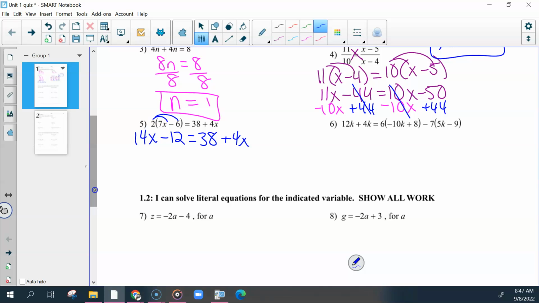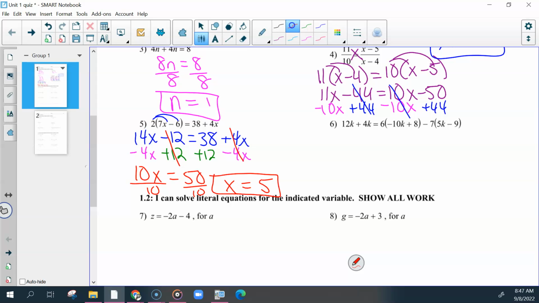And then again, you have a choice of what you want to move. I saw a lot of subtracting 4x and then adding 12. Make sure if you're moving things to the opposite side, you're doing the opposite operation. This would give us 10x and 50. And then again, show that you divided to get 5. 5 was the correct answer for that one. Do you have any questions on that?